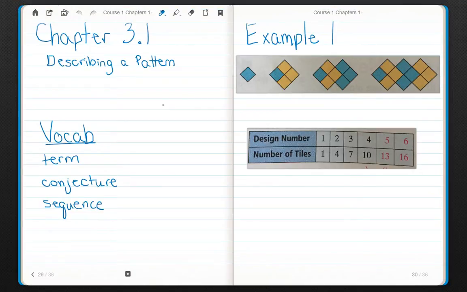Welcome to Chapter 3, Patterns and Variables. This is Lesson 3.1, Describing a Pattern.